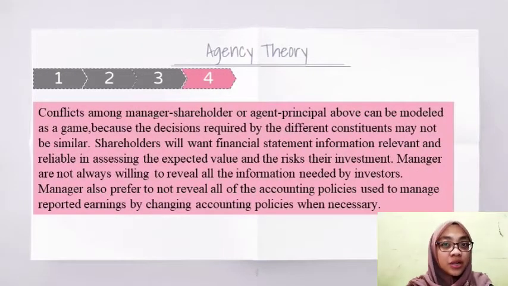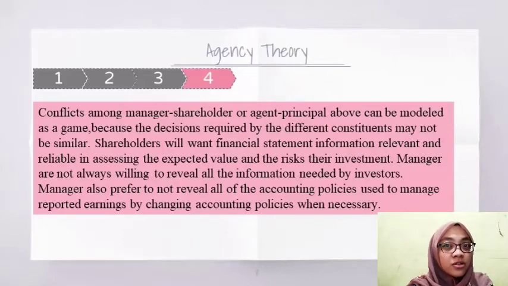Conflicts among manager, shareholder, or agent and principal above can be modeled as a game because decisions required by the different constituents may not be similar. Shareholders will want financial statement information that is relevant and reliable in assessing the expected value and the risk of their investment. Managers are not always willing to reveal all the information needed by the investors.